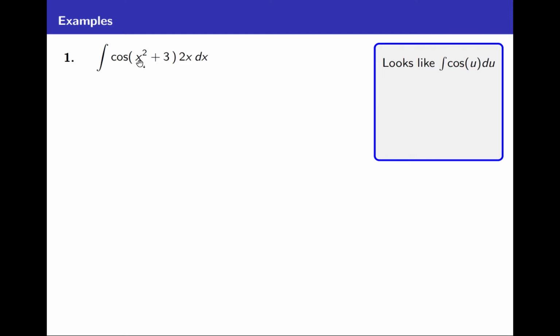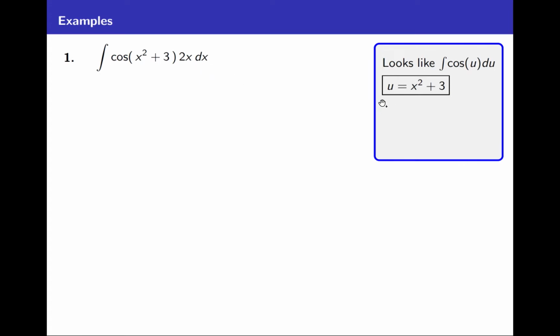Over here, we have an x squared plus 3 plugged into the cosine, and that suggests that our u should be x squared plus 3. So let's write that down. We're going to make the substitution u equals x squared plus 3. And that looks good because that's going to convert this to the integral of cosine u. But then we also have the 2x dx right here, and we'd like to replace that with a du. But we've got to be careful. We've got to make sure that 2x dx really does equal du.